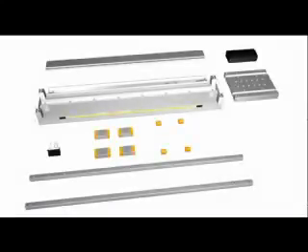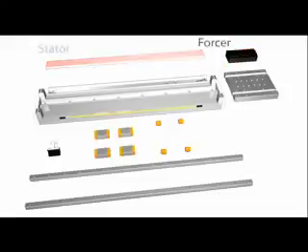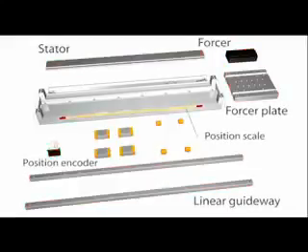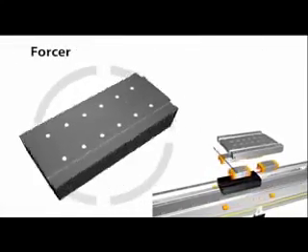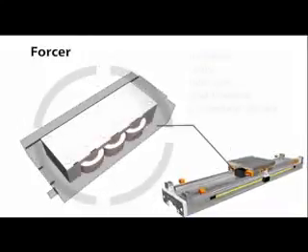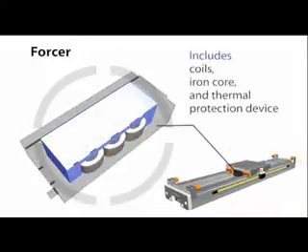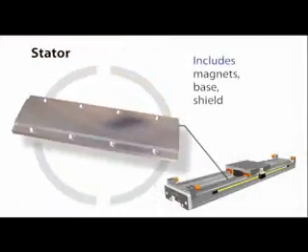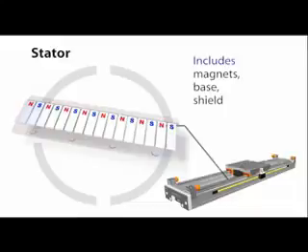The internal elements of a linear motor include a forcer, stator, a guideway, a forcer plate, and a position encoder. Forcer. This is also the primary side and includes a coil, iron core, and thermal protection device. Stator. This is also the secondary side and includes magnets, a base, and a shield.